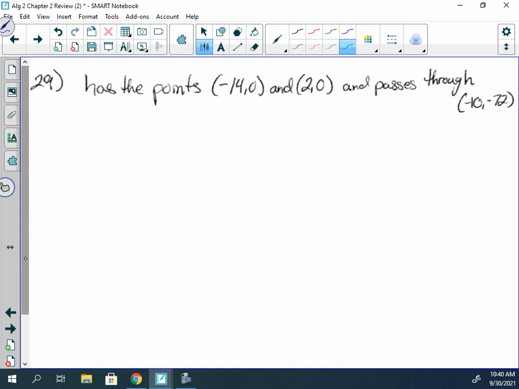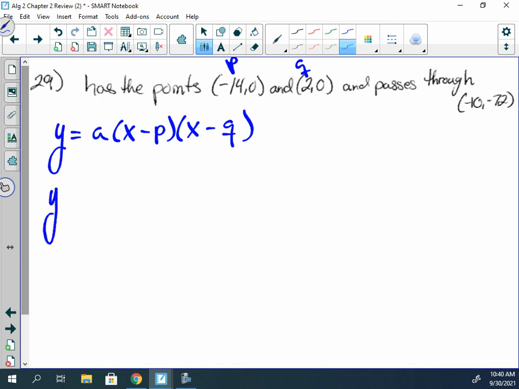Let's look at the last one. This one here is our x-intercept form. Well, since they gave us the intercepts, we do have the p and q value. Since p is negative 14, well, the negative and negative would give us plus 14. Since q is positive, it would just be x minus 2. We could have written the first one as x minus negative 14, but the negative and negative would still give us a positive.